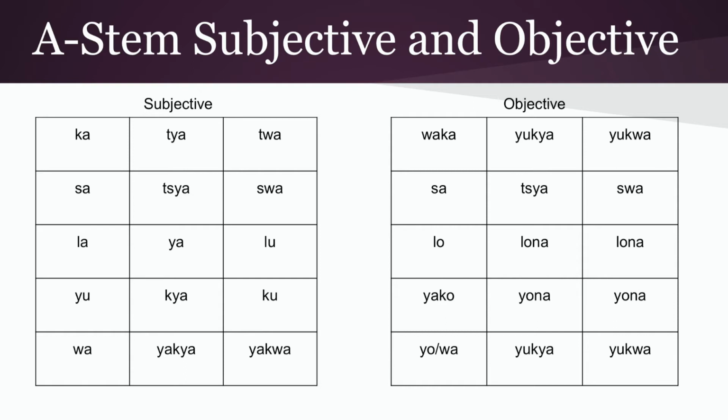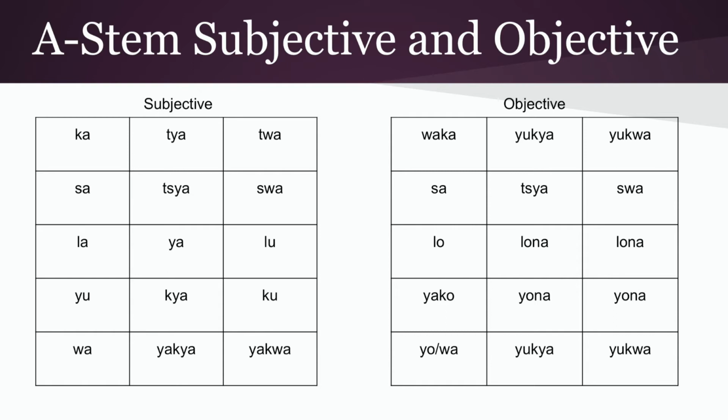Let's go to the second column in the subjective. Look at the last two letters of every pronoun in the second column. They all have ya. Remember, common endings are very important to know for every stem, because everything is based off of that ending. Once you know the patterns, it's very easy to recall the pronouns. So we have ya, dia, ja, yagya, yagya. Ya is in every single ending in the second column. So that's a second column common ending. That's what we call that.